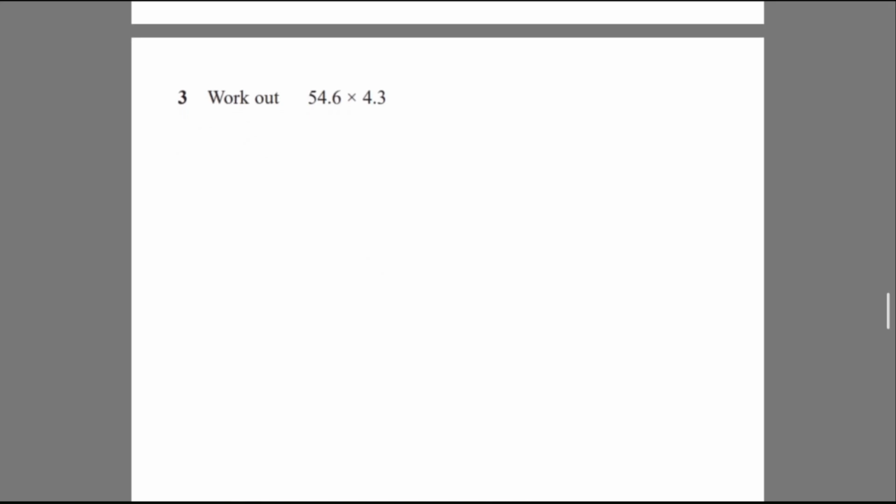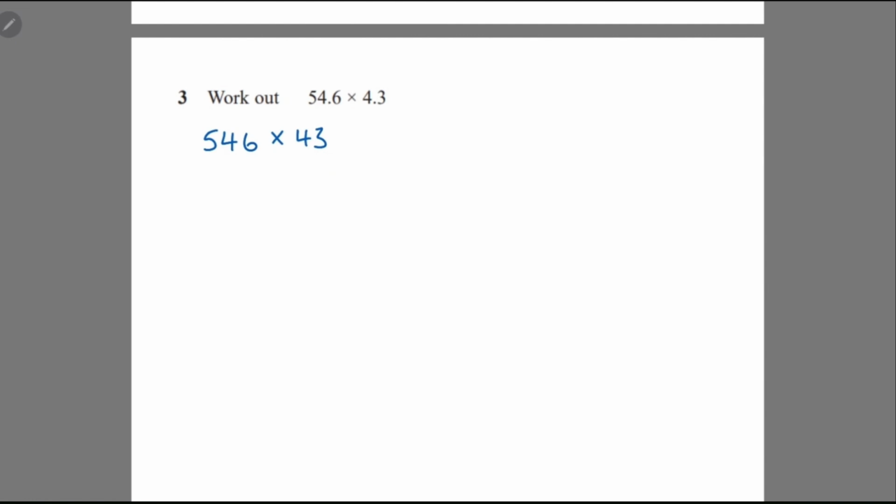So question 3, work out 54.6 times 4.3. One of the skills you need to know for GCSE Maths is you need to be able to multiply a 3-digit number by a 2-digit number. To deal with this question, the first step is to take out the decimal point. So we first of all need to work out what this is. I'll show you how to figure out where the point goes back in a minute.